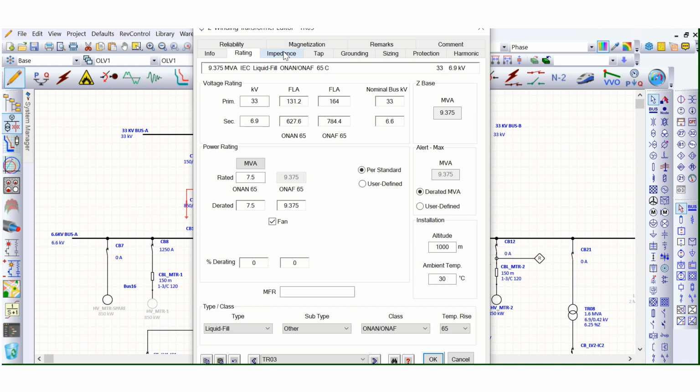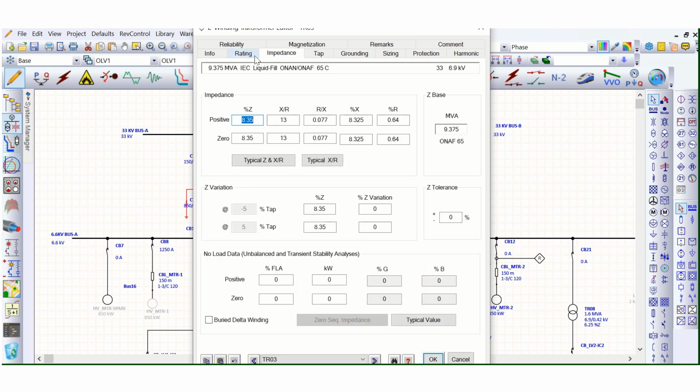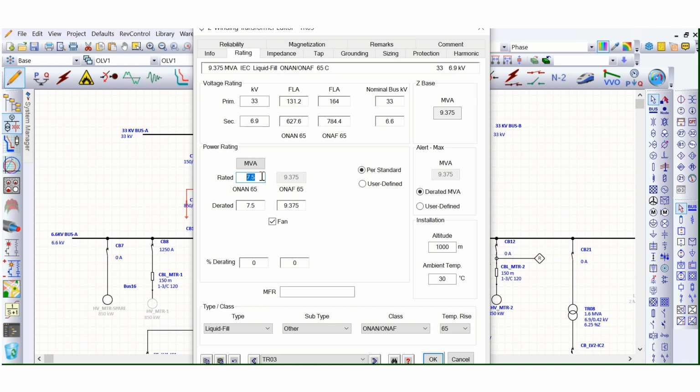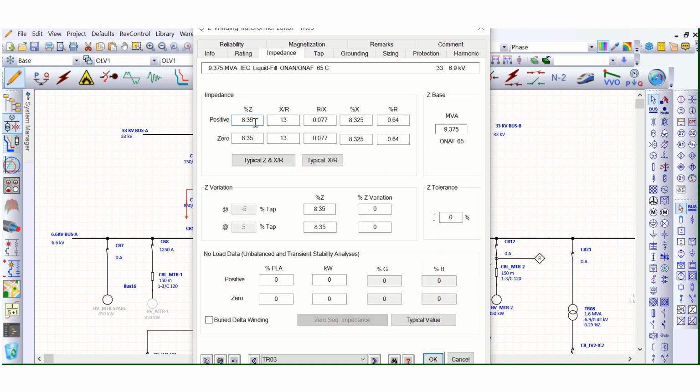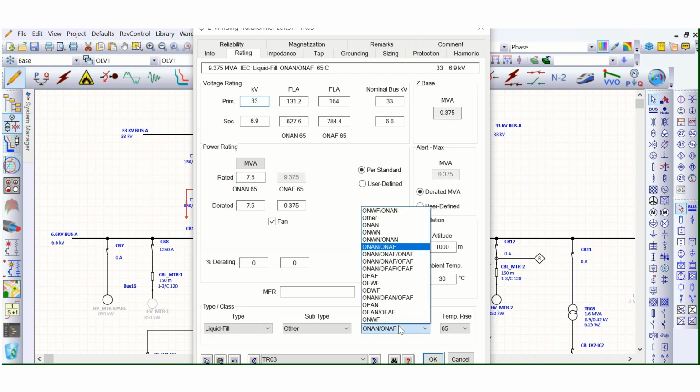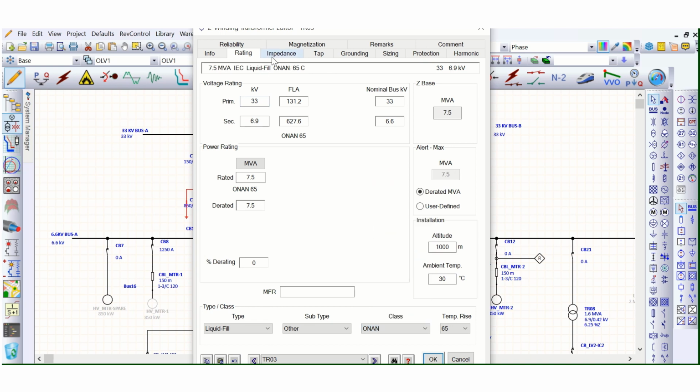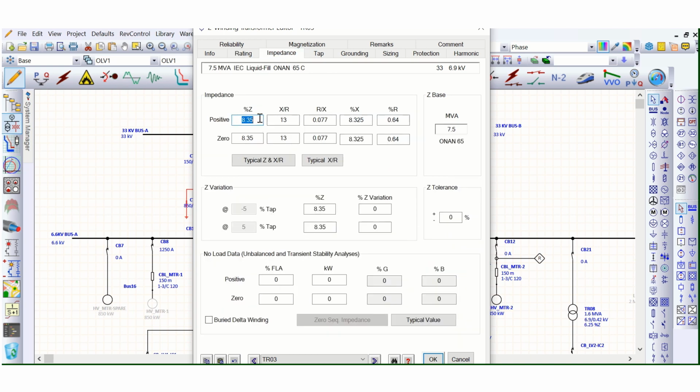So this is today's topic. What about the transformer impedance? If you go here under this impedance tab, initially when the transformer was selected as ONAN, that means 7.5 MVA, that time this impedance was 8.35% positive sequence impedance, and X by R ratio 13, and accordingly these are calculated, percentage X and percentage R. But if you see this transformer impedance here, okay, let's go back to transformer ONAN only. You can see this impedance 8.35%.